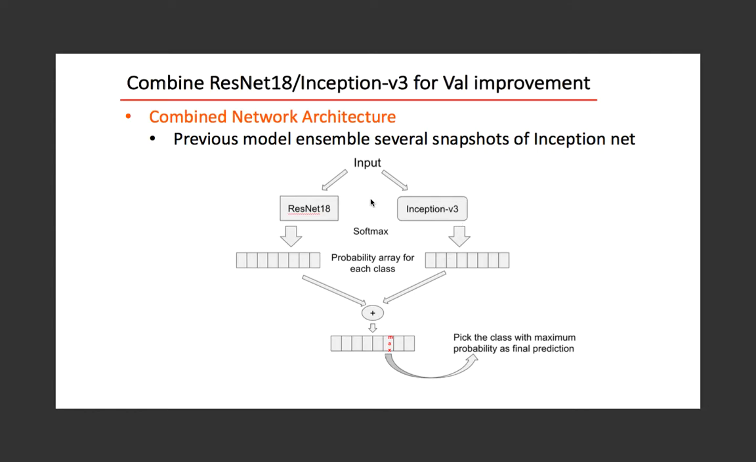So these two networks have been trained independently beforehand, and during the validation phase, they are combined together to make the prediction. So the input will be fed into both of the networks, and we'll apply a softmax function to the output of the two networks, and then we'll get a probability array for each class. Then we'll add up the two probability arrays element-wise, and we'll get a new probability for each class. Then we'll pick the class with the maximum probability as the final prediction.